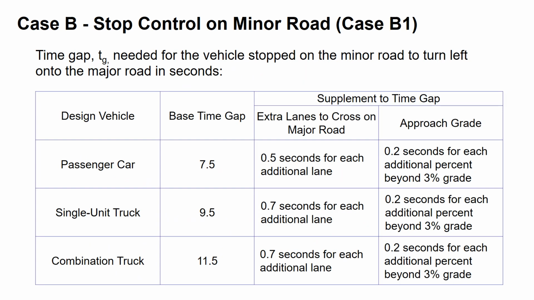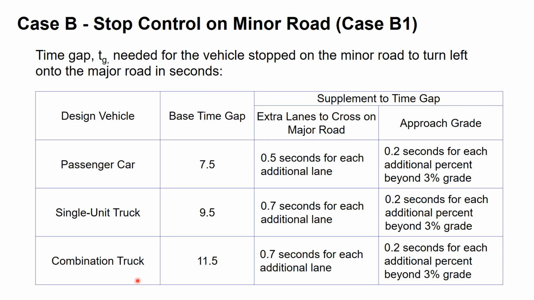Again, this is for case B1. We see that the base time gap will vary in other scenarios. We've got to make sure that we are choosing the correct case when we're looking at this. Our base time gap varies depending on the type of vehicle. So a passenger car is 7.5 seconds, a single unit truck is 9.5, and a combination truck is 11.5 seconds for our base time gap.